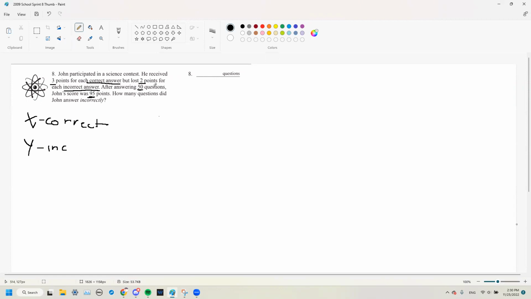So we see that there are 50 questions in total, so therefore we know that x plus y has to equal 50. And we know that the point value total is 95. For x, the correct answers, he gets 3 points for each, so we're gonna have 3x. And then plus, for the incorrect answers, he actually loses 2 points for each one. So we're gonna have plus negative 2y, and I'm gonna put that in parentheses to make it easier to read, equals 95. And yeah, this is our system of equations.